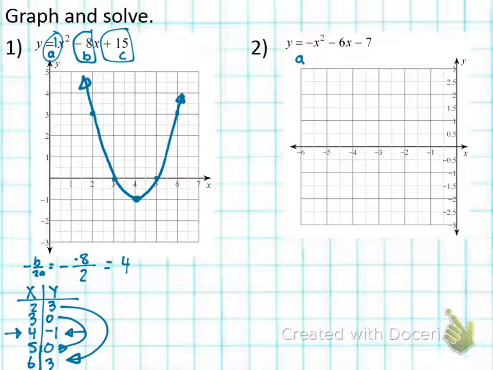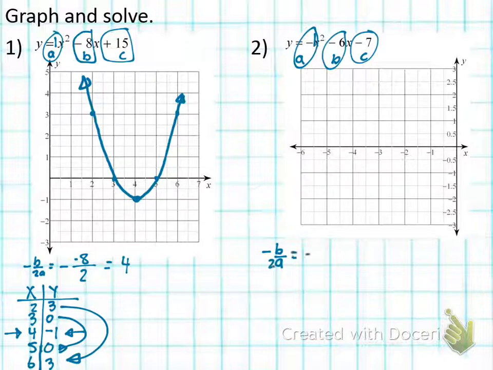Watch again. Number 2. Figure out A, B, and C first. Okay? Then we need to figure out our vertex, which is negative b over 2a. So plugging the numbers in, we got negative 6 over 2 times negative 1, which is going to be negative 6 over negative 2, or I'm sorry, positive 6 over negative 2, which is negative 3.